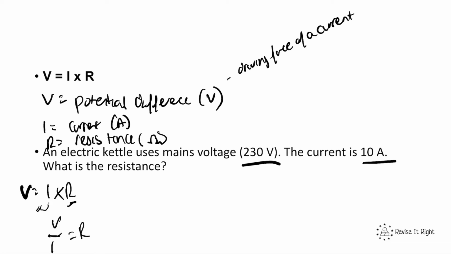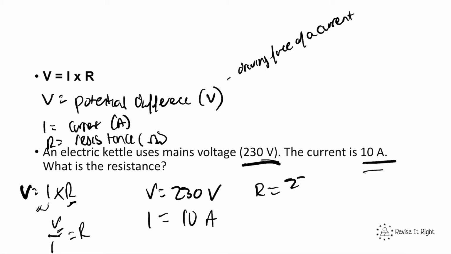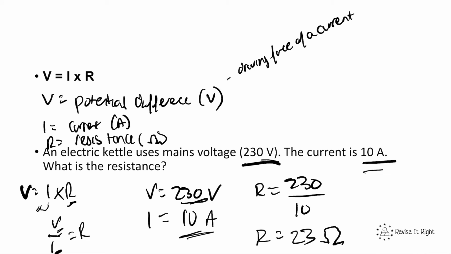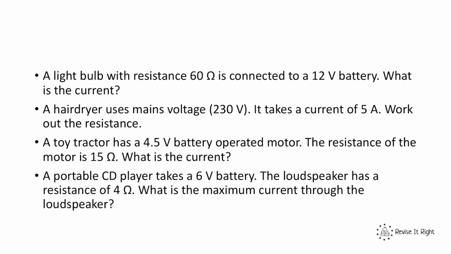So potential difference divided by current is equal to resistance. Now we can write down what values we know. Our potential difference is 230 volts, and our current is equal to 10 amps. Now we can put this into our equation: resistance is equal to voltage, which is 230, divided by our current, which is 10, and therefore resistance is equal to 23. Don't forget the units, ohms. Now I'd like you to have a go at these questions using that equation, and then we'll go through the answers after, so pause the video now.